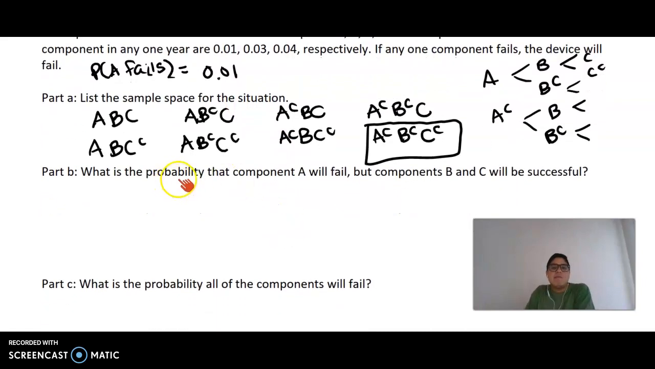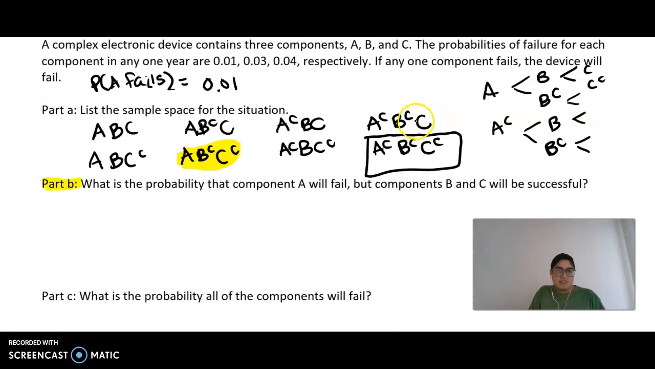So let's find the probability that component A will fail. So I'm looking for a capital A event, but components B and C will be successful. So I actually want this event right here. This is what I'm looking for in part B. So these are independent of one another. We're assuming they are independent, and I could have sworn it said that.